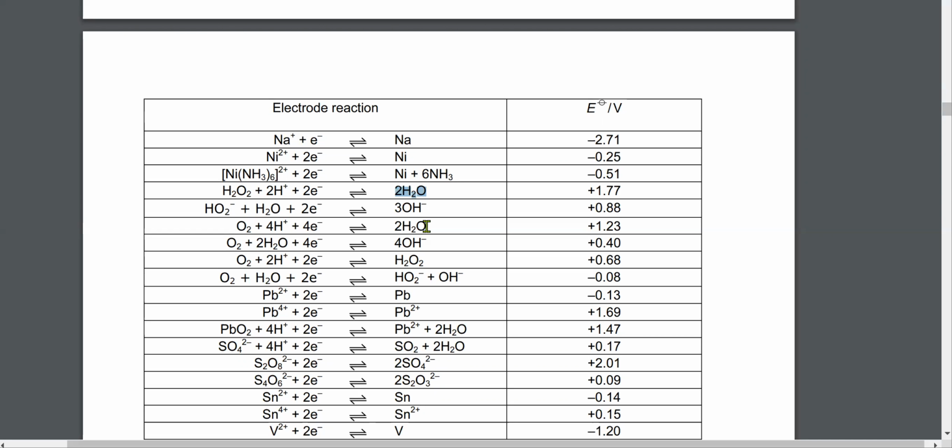And right below that, there's another water equation. This one over here. If you look at it, this equation in the backward direction, again, it's losing electrons. So it's two water molecules that would end up losing in the backward direction.